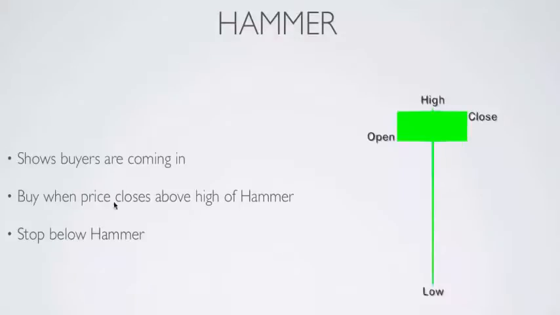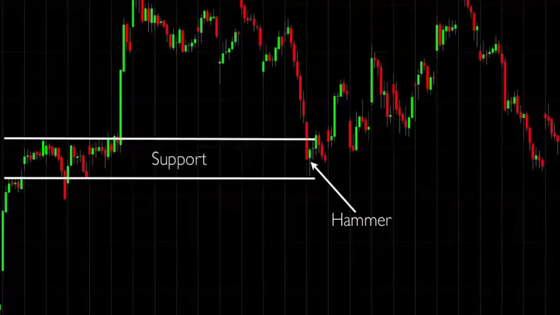So you buy it when price closes above the hammer. That means the next candlestick closes above the high of this hammer. And the stop will then be below the hammer. Let me show you on a chart how that looks.